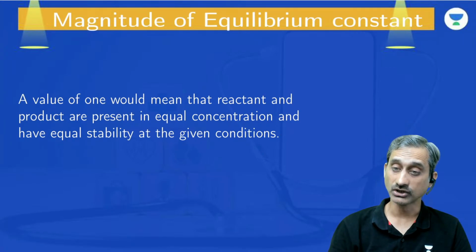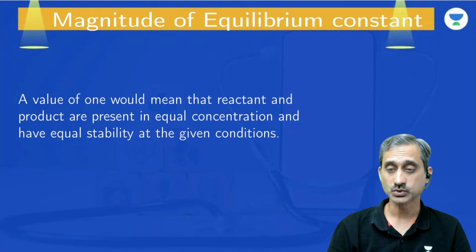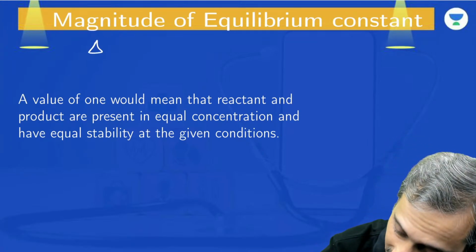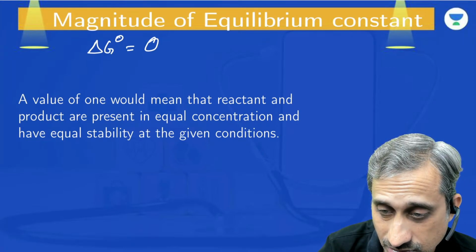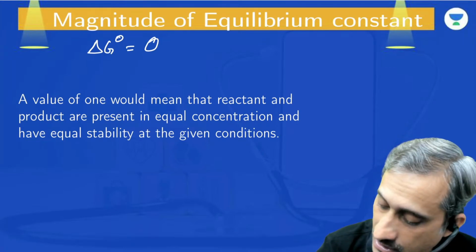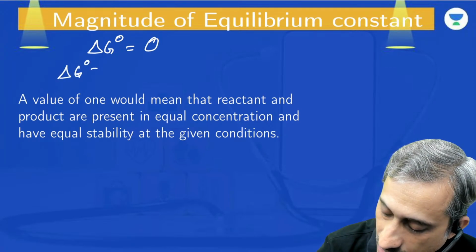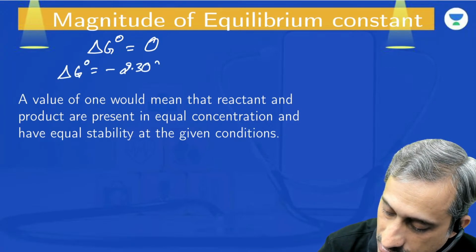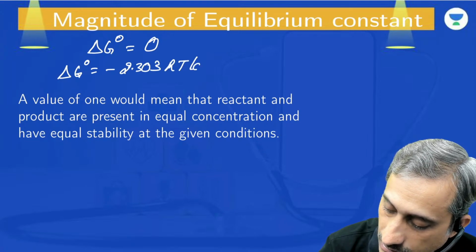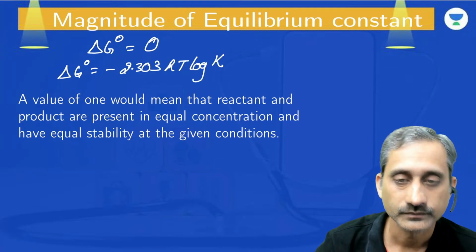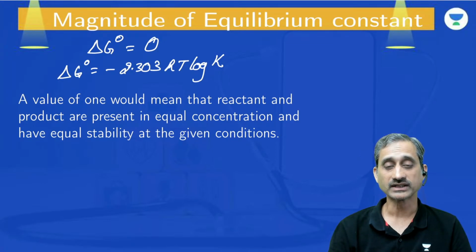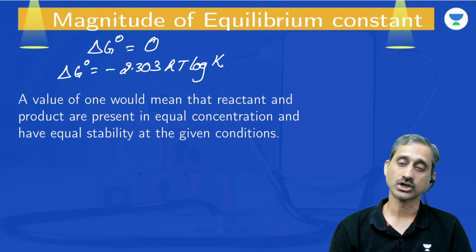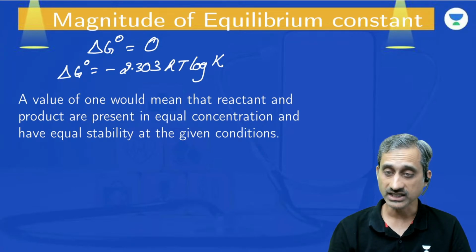Now, if we get the value of 1, equilibrium constant is 1, then that would mean delta G naught of the reaction is 0. Because delta G naught is equal to minus 2.303 RT log the equilibrium constant. So the value of equilibrium constant as 1 would mean delta G naught is 0. There is no change in free energy of the conversion of the reactant to the product.